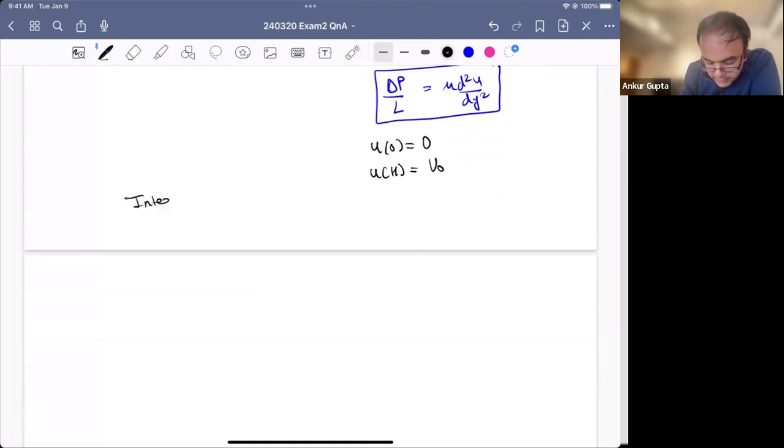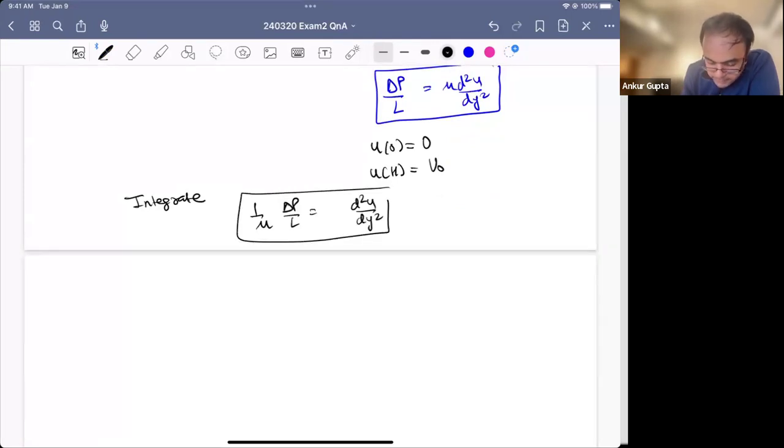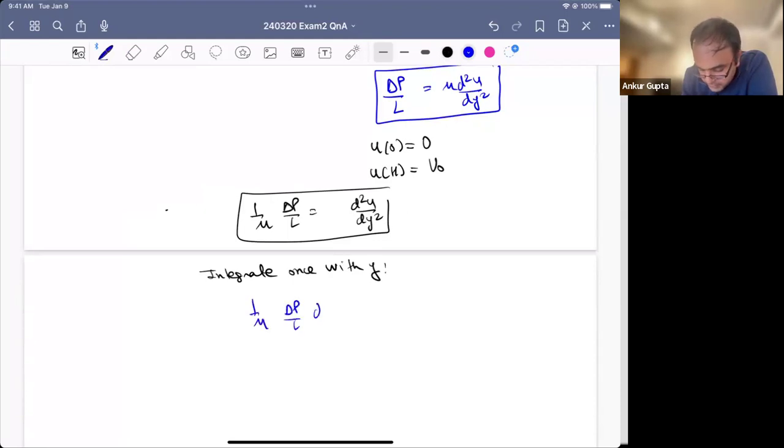It's just easier to take the mu to the other side. So I will write it like this: delta P by L equals mu d square u by dy square. Okay, so this is the equation. Let's integrate once now, with respect to y. And you'll get 1 by mu delta P by L dy is equal to d square u by dy square dy.